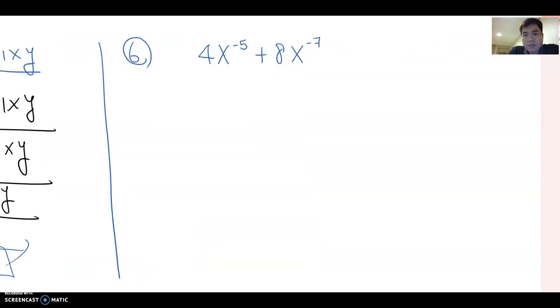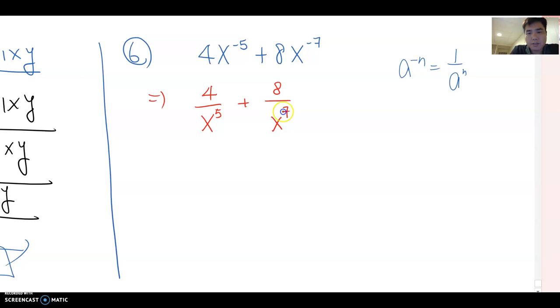So let's look at this number. Now unfortunately, we have negative exponents. But we know the form a to the negative n equals 1 over a to the n power. Therefore, now you can rewrite this as 4 over x fifth plus 8 over x seventh.